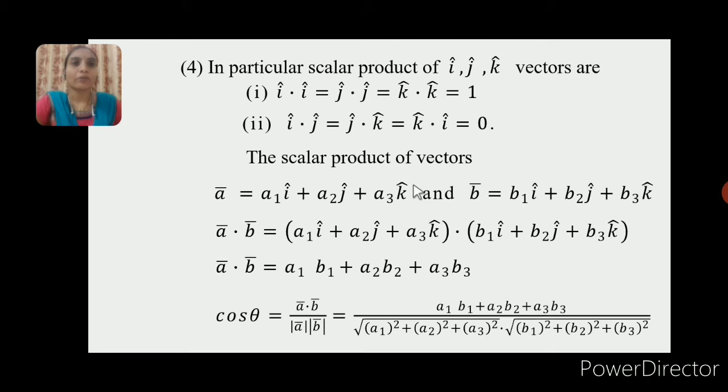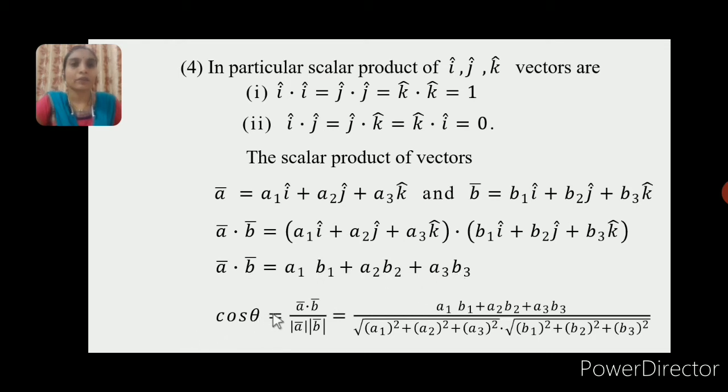The scalar product of vectors a bar is equal to a1 i cap plus a2 j cap plus a3 k cap and b bar is equal to b1 i cap plus b2 j cap plus b3 k cap, then their dot product is a bar dot b bar is equal to a1 i cap plus a2 j cap plus a3 k cap dot product with b1 i cap plus b2 j cap plus b3 k cap. But we know that dot product of same vector is 1 and dot product of other vectors is 0. Therefore, we get a bar dot b bar is equal to a1 b1 plus a2 b2 plus a3 b3.